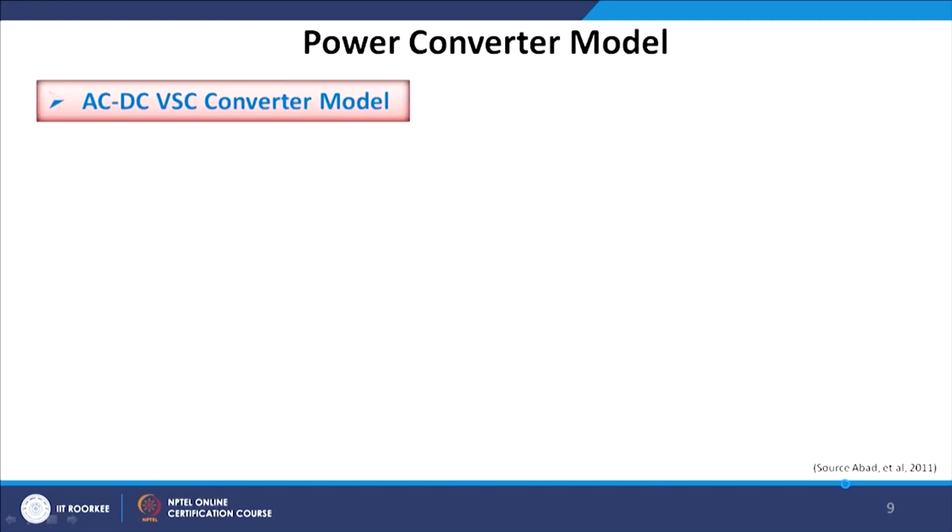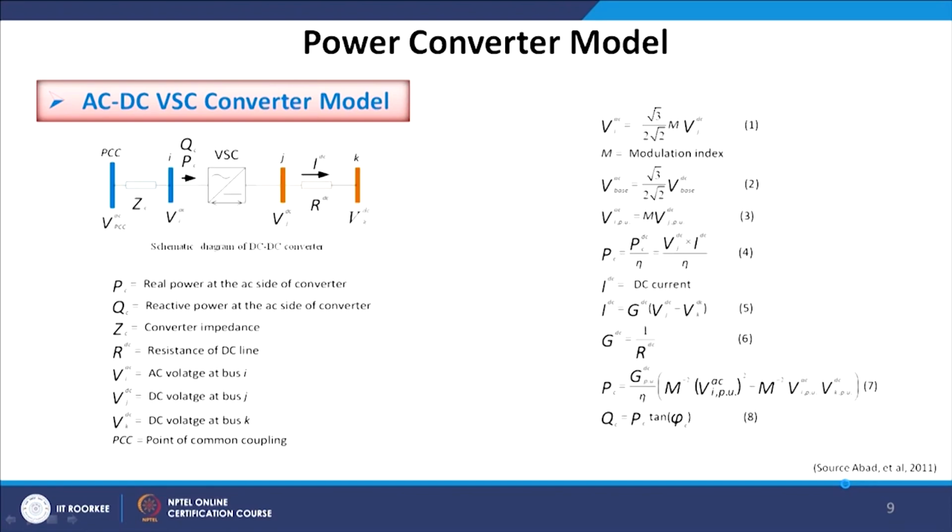Now, there are two different important models that need to be developed. The first one is the AC-DC VSC converter model, where you can clearly see that is my point of common coupling. We have VPCC at the PCC, then we have the impedance and then the final output voltage in AC, and then you convert from AC to DC through a VSC, and finally you experience the terminal voltage which is VDC, and there could be a drop in my DC grid, and finally you experience VDC.